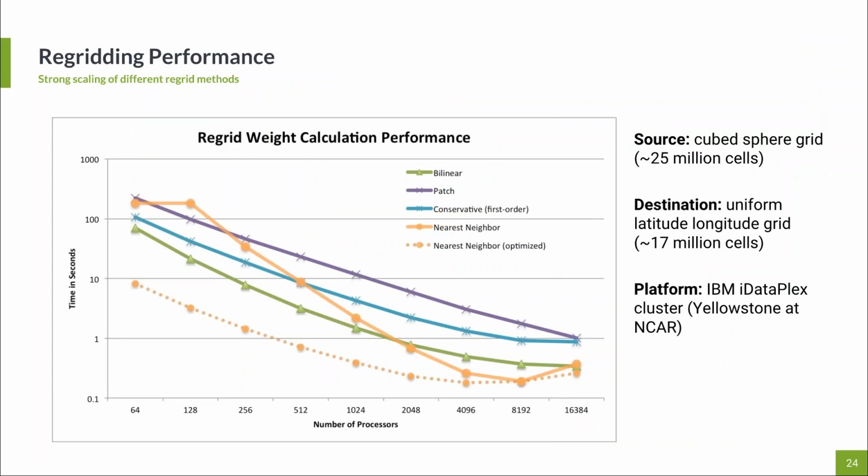Here is a performance chart showing the different regridding interpolation options scaling out to 16,000 processors. So we do test this pretty regularly to make sure that we're scaling on to the number of cores that our customers need. So this is one example of the performance numbers that are available on the ESMF performance link that I showed you previously.